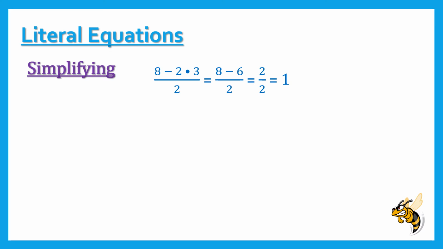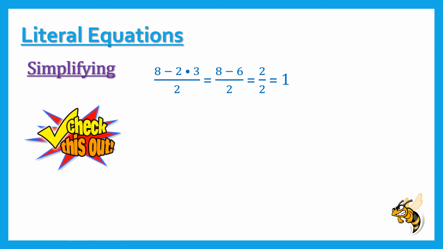Using order of operations, you do the 2 times 3 first. So it's 8 minus 6 over 2. 8 minus 6 is actually 2. And 2 divided by 2 is 1. So my final answer is 1.